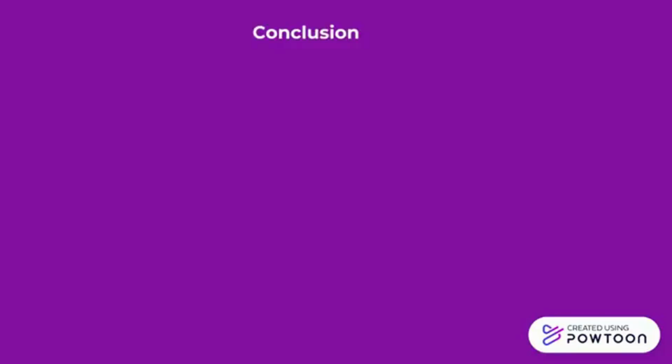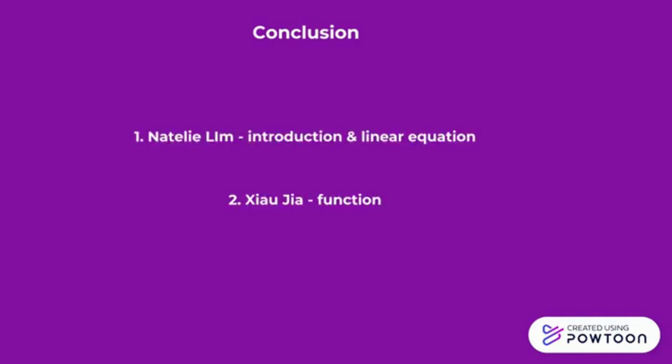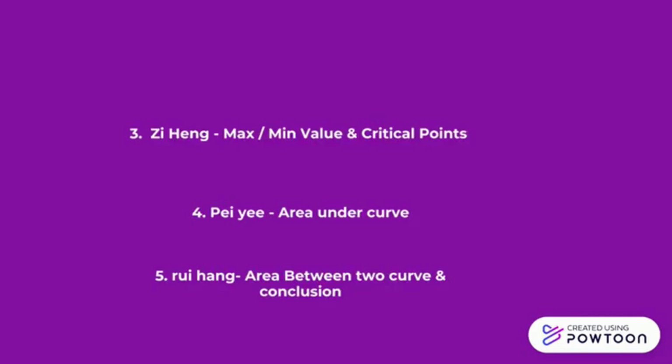Now we come to the conclusion, and I will talk about what our team members have done for this assignment. Firstly, Netiara Lim already did the introduction and the linear equation. Second, Xiaojia will talk about the function for this assignment. For Ziheng, he will talk about maximum or minimum value and the critical point for the differentiation part. And Pei Yi will talk about the area under curve for the integration part, and I will talk about the area between two curves and the conclusion.